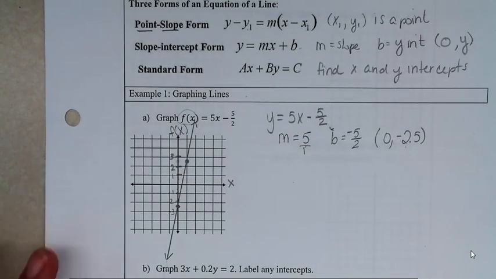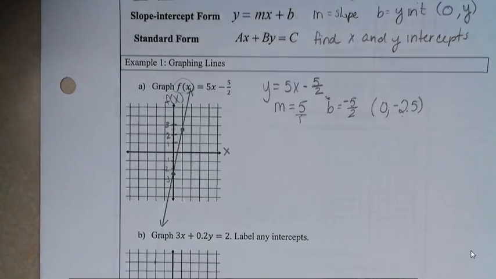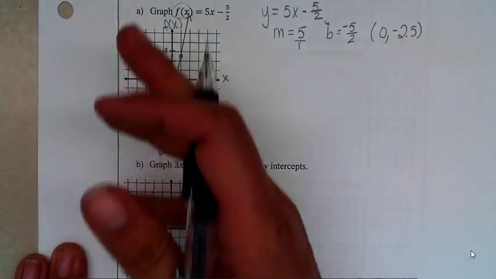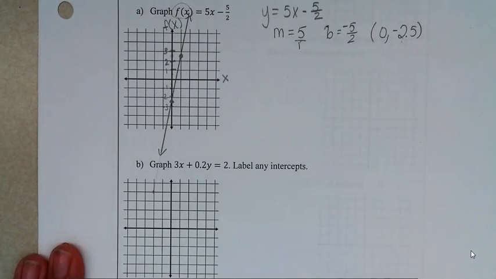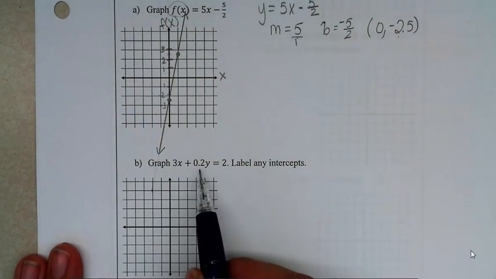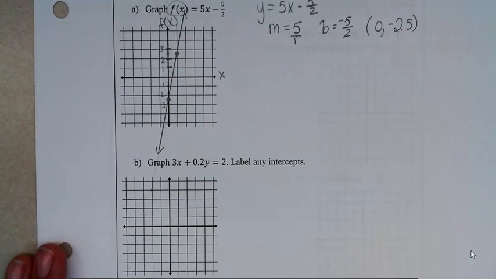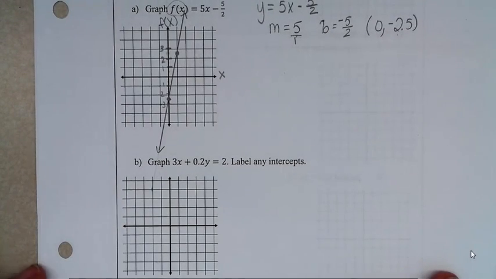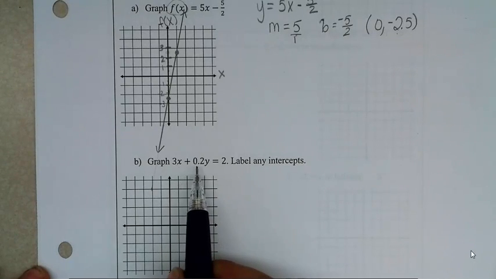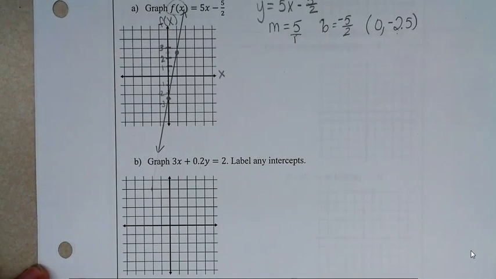Pretty simple, pretty quick. Now I've been given an equation in a different form. That's fine. You can turn this into slope-intercept form if you want. You can do that all day long. But sometimes when you're given an equation in standard form, it's a little bit easier to just find the x and y intercepts. So that's what I'm going to do to graph this.